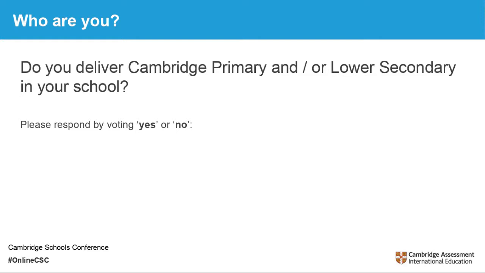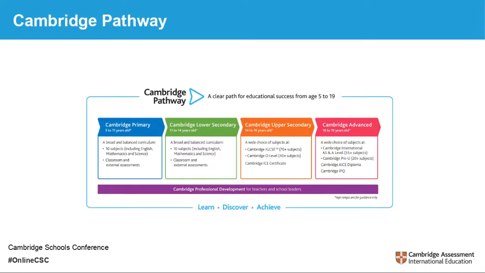Okay, so I can move on. It is looking that about 80% of you do deliver Cambridge Primary and Lower Secondary. Okay. For those of you that are new to primary and lower secondary, however, I should explain that it currently consists of 10 subjects that run from stage 1, i.e. for those learners that are age 5, up to stage 9, from which point the learners will then progress into their first year of their IGCSE studies.